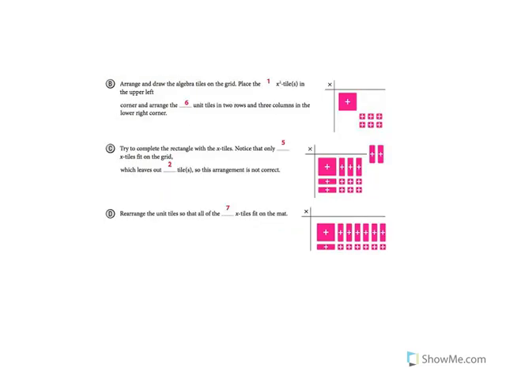For B, we want to rearrange and draw the algebra tiles on the grid. Place the x squared tile in the upper left-hand corner and arrange 6 unit tiles in 2 rows and 3 columns in the lower right-hand corner. Now try to complete the rectangle with the x tiles. Notice that only 5 x tiles fit on the grid, which left out 2 tiles, so the arrangement is not correct. We need to rearrange the unit tiles so that all of the 7 x tiles fit on the mat.